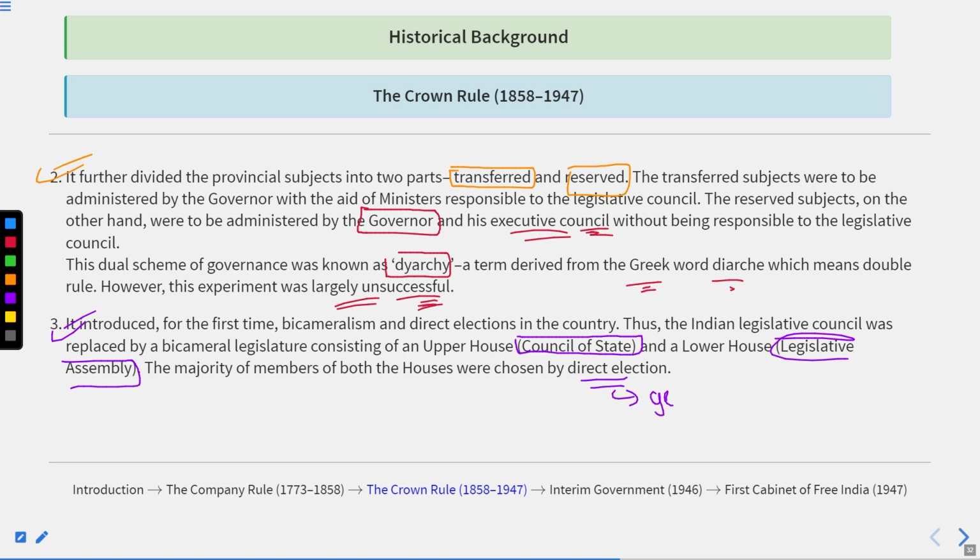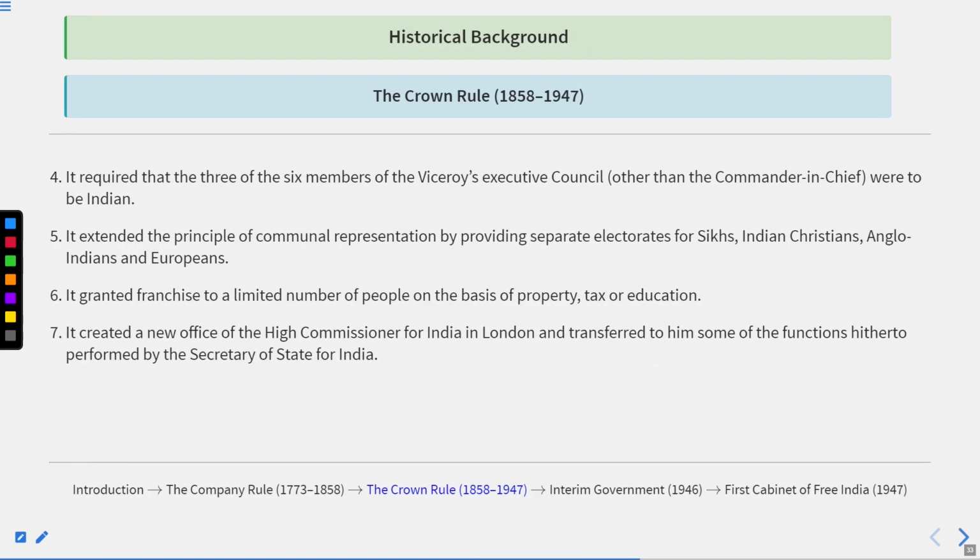It means that general people were allowed to vote. Okay, thereafter it required that 3 of the 6 members of the Viceroy's Executive Council, other than the Commander-in-Chief, were to be Indian. It means that a majority of Indians was ensured, but the Commander-in-Chief of the British Army was only British.